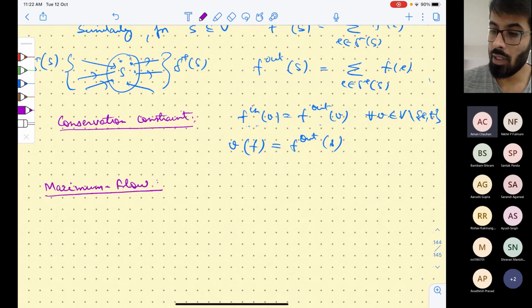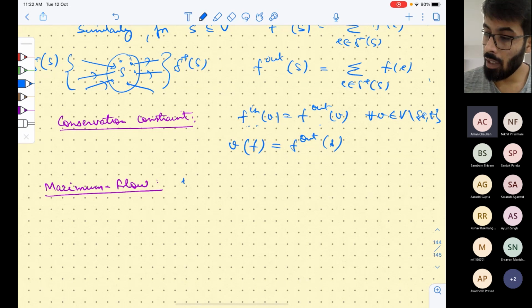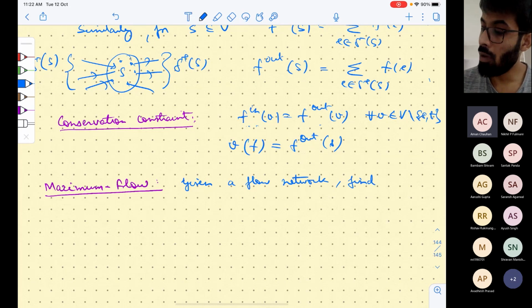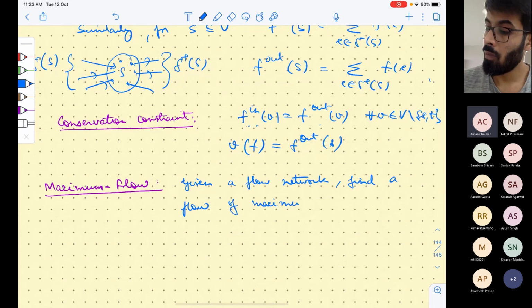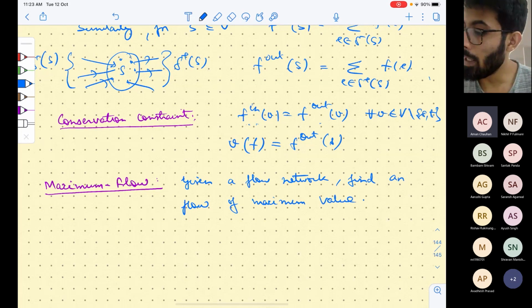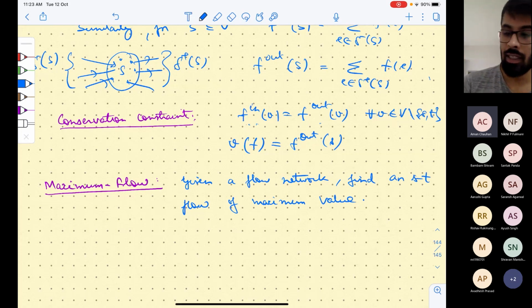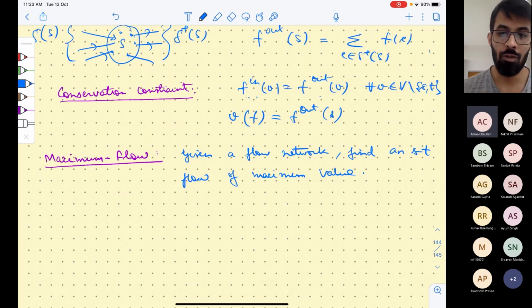Okay, so what does the problem say? Given a flow network, find an ST flow of maximum value. Sometimes we might forget to write ST, but it will be understood from the context that whenever we are saying flow, we are talking about an ST flow.